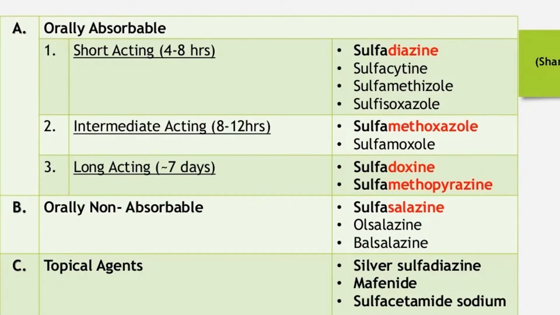According to the route of administration, the sulfonamide derivatives are classified. First is orally absorbable. Short acting examples are sulfadiazine, sulfacetamide, sulfamethizole and sulfisoxazole. The intermediate acting sulfonamide derivatives are sulfamethoxazole and sulfamoxazole. And long acting are sulfadoxine and sulfamethopyrazine. Orally non-absorbable are sulfasalazine, olsalazine and balsalazide. And the topical agents are silver sulfadiazine, mafenide and sulfacetamide sodium.